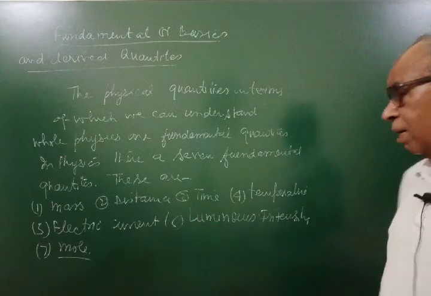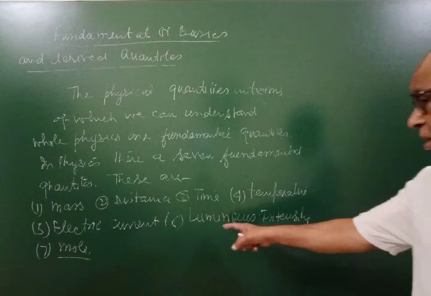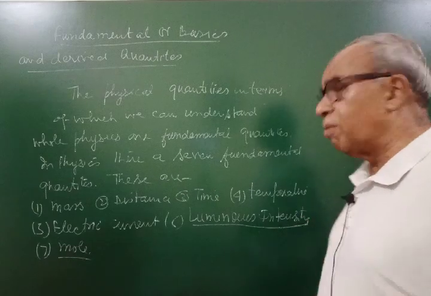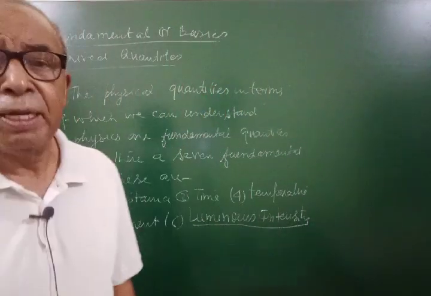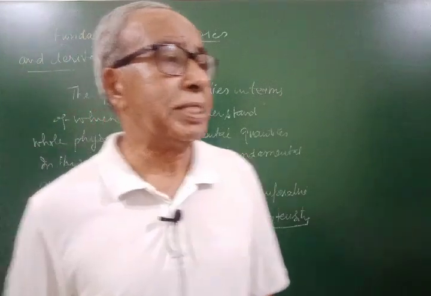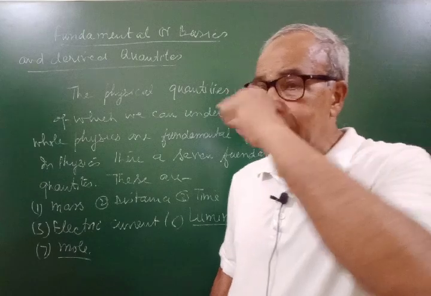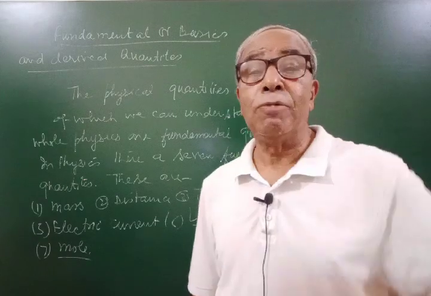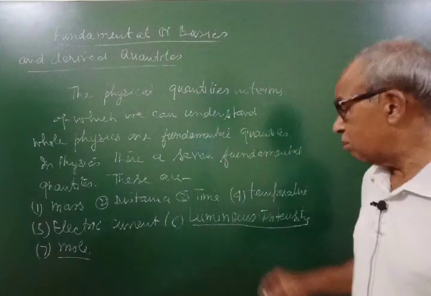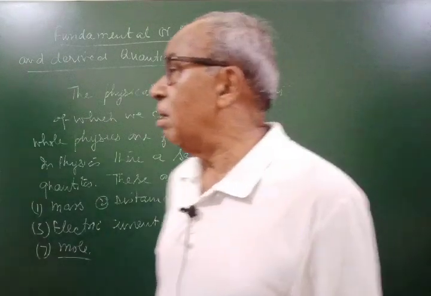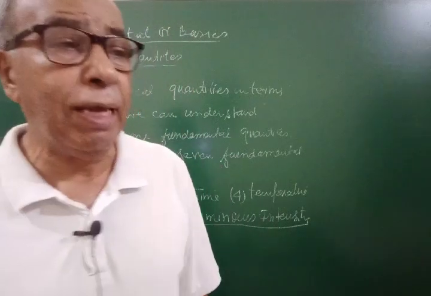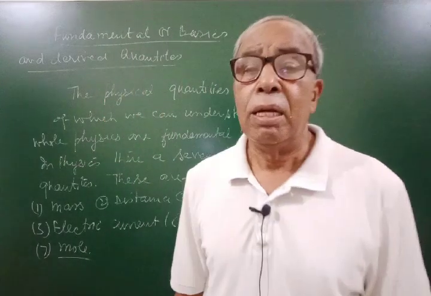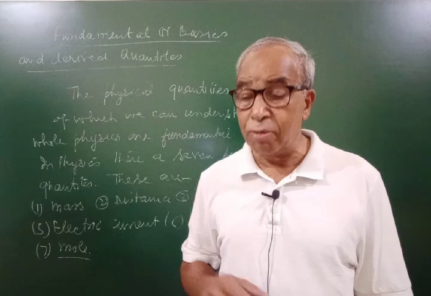Mass, distance, time, temperature, and electric current are clear to all students, but luminous intensity is trouble for most of the students. Light is also a form of energy, but according to physics, energy has one unit, the joule. Then why has this been defined that way? Actually, light consists of radiation, electromagnetic waves, and different wavelengths produce different sensations of sight on our eye. Light is that form of energy which makes things visible.